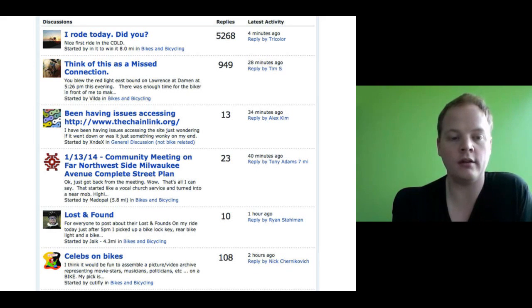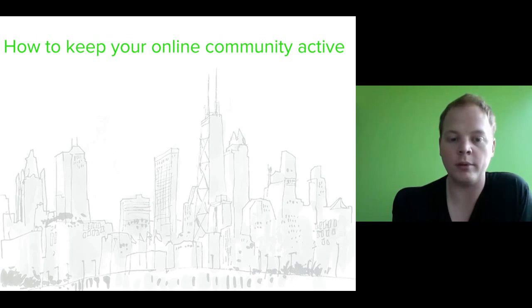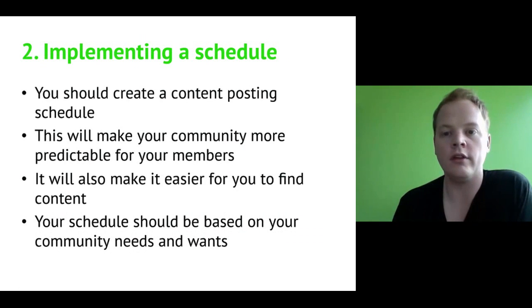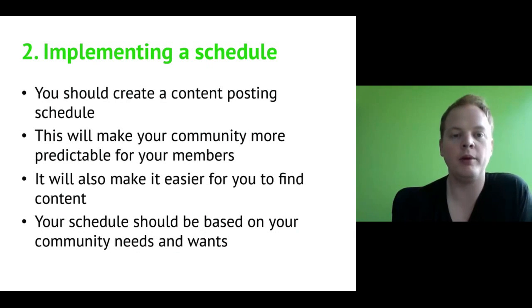So this is an event. Lost and found, celebs on bikes. These are pictures of people on bikes. This is content that they are obviously curating and posting, and you can see that they are going through and commenting on it. Implementing a schedule.